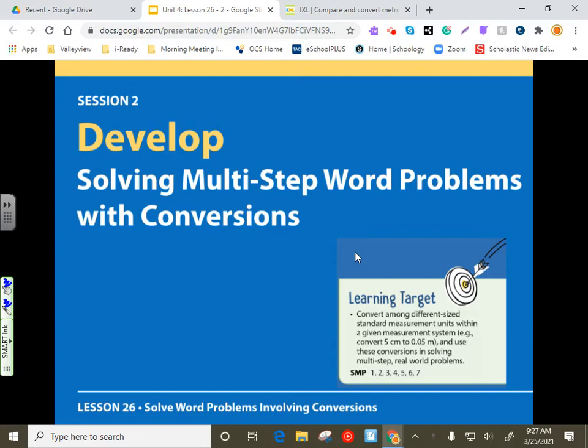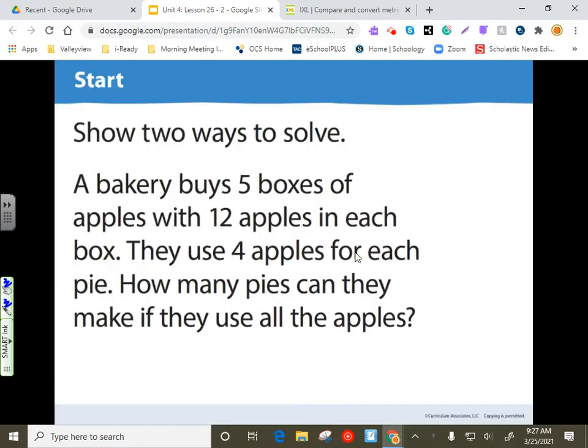And also, I want to focus on the fact that quite often with multi-step word problems, there's two or more ways to solve it. And I'm going to show you that with our warm-up for today. So our warm-up again involves food. So we've got a bakery that buys 5 boxes of apples with 12 apples in each box. They use 4 apples for each pie. So how many pies can they make if they use all of these apples?